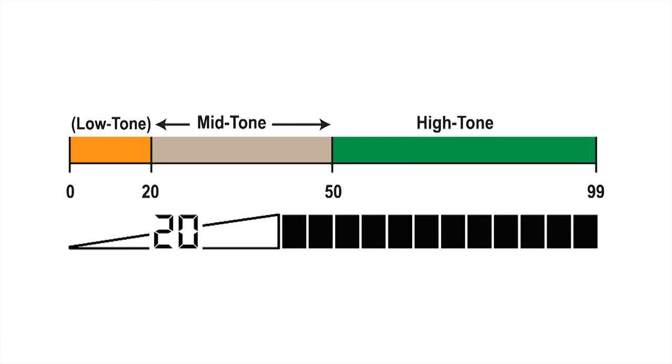Iron audio allows you to adjust the range of your midtone. The midtone now starts at your point of discrimination, which is 20 in this case. With iron audio in use, the low tone for iron is heard for targets that ID below your discrimination point.